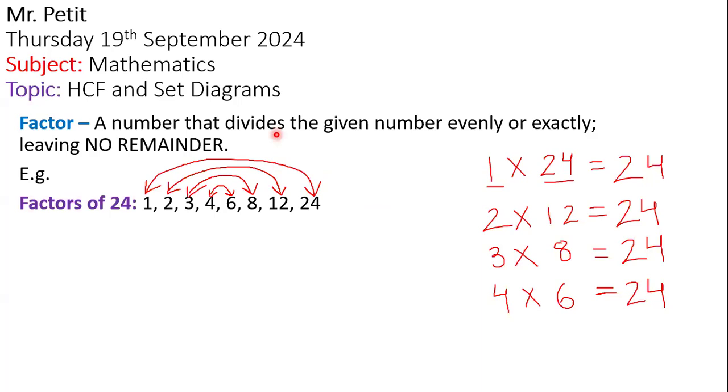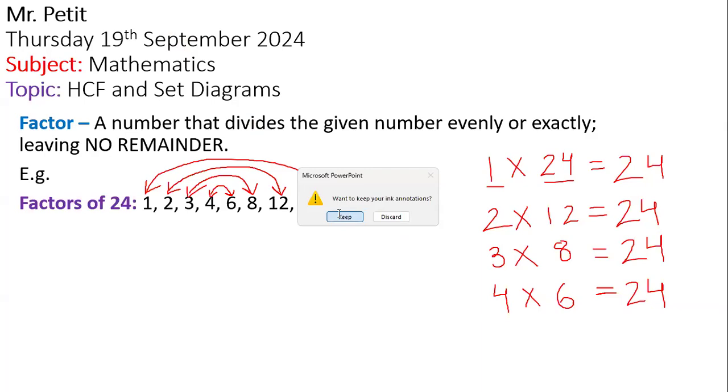So let me ask a question. Can a factor of a number be bigger than the number? No, sir. No, the factor of a number can't be bigger than the number because it must divide the number evenly. So 3 can go into 12 evenly, 6 can go into 12 evenly, 4 can go into 12 evenly, and so on. Does that make sense to y'all?